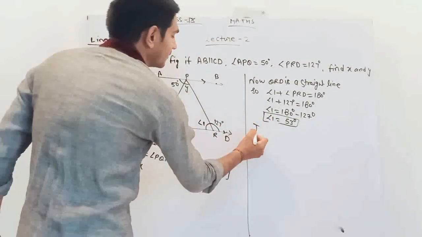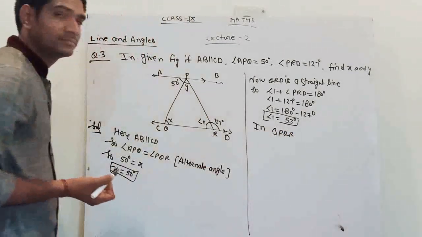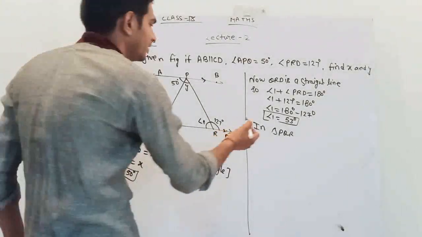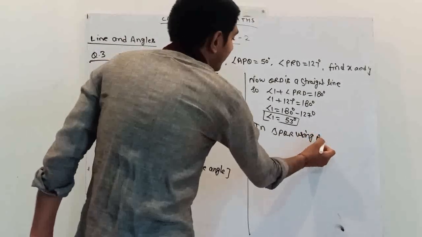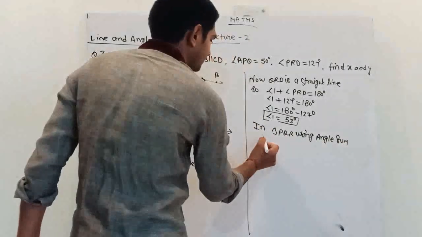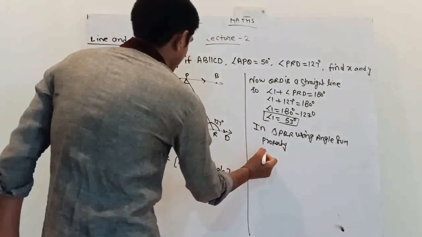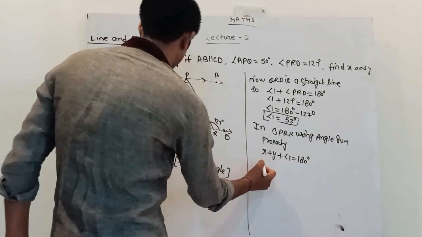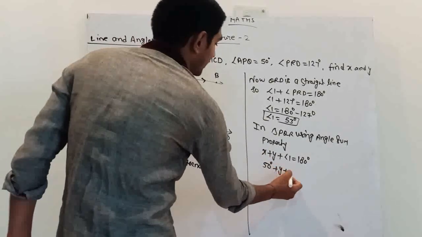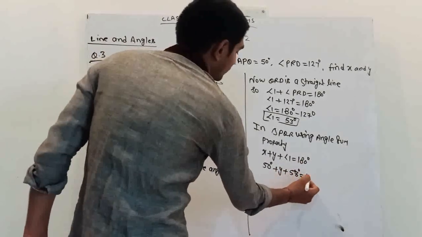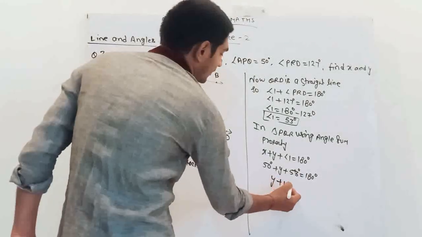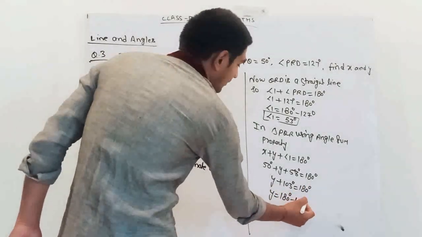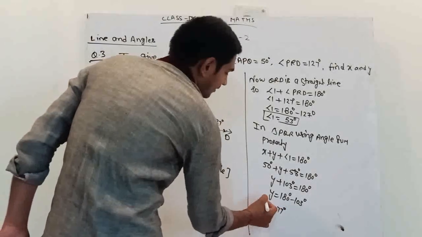So in triangle PQR, this angle we know, this angle we know, then you can find angle Y using the angle sum property. So in triangle PQR, using the angle sum property, X plus Y plus angle 1 is equal to 180 degrees. X value we calculated over here, 50 degrees, plus Y, plus angle 1 which is 53, is equal to 180. So X plus 103 is equal to 180. So what is the value of Y? 180 minus 103 will come 77 degrees.